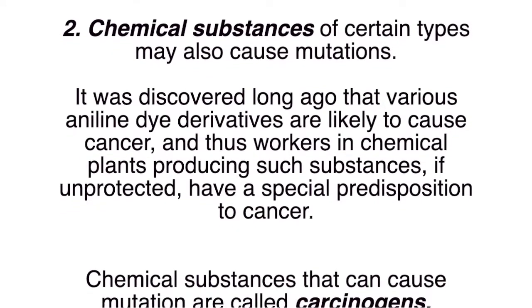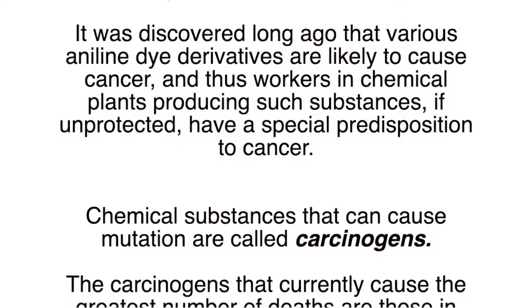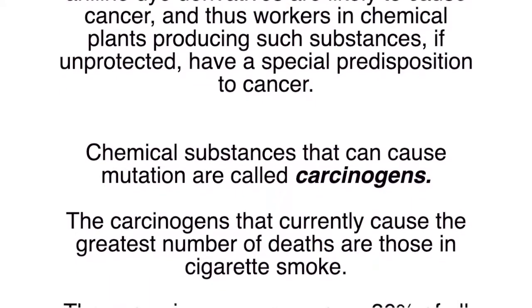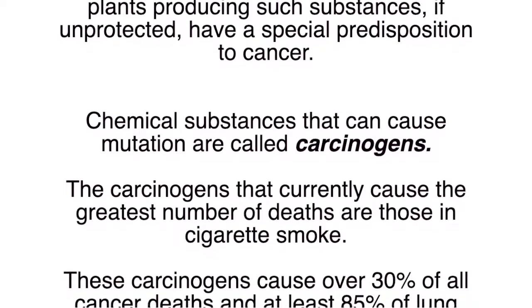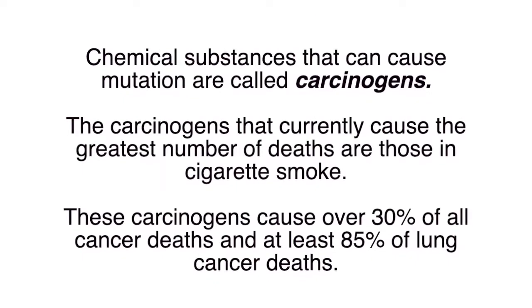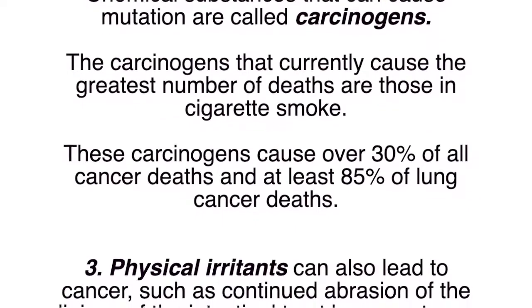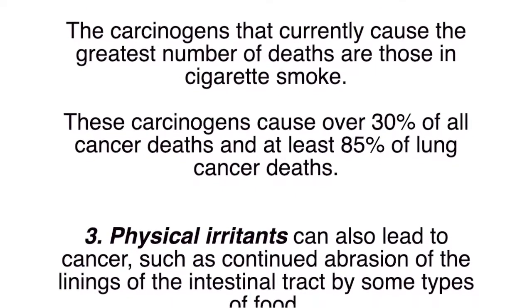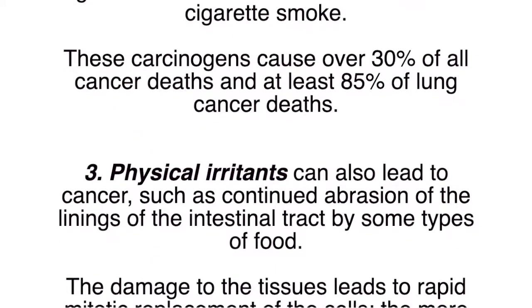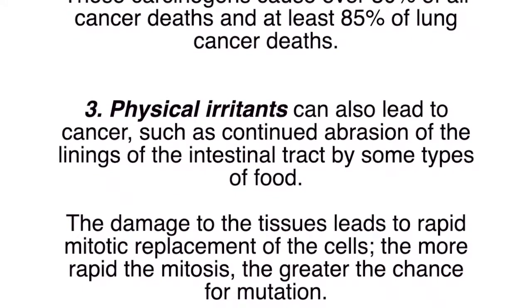2. Chemical substances of certain types may also cause mutations. It was discovered long ago that various aniline derivatives are likely to cause cancer, and thus workers in chemical plants producing such substances, if unprotected, have a special predisposition to cancer. Chemical substances that can cause mutation are called carcinogens. The carcinogens that currently cause the greatest number of deaths are those in cigarette smoke. These carcinogens cause over 30% of all cancer deaths and at least 85% of lung cancer deaths.